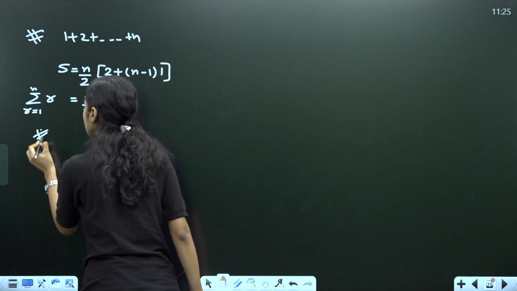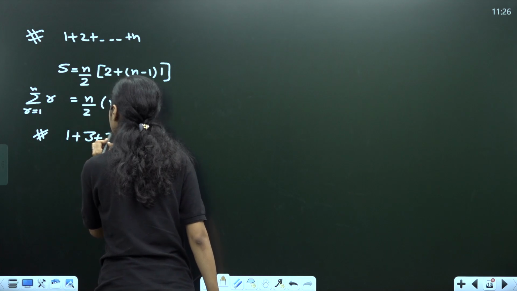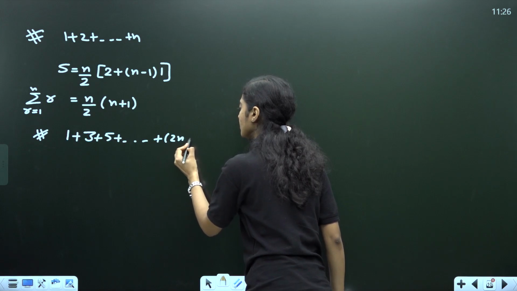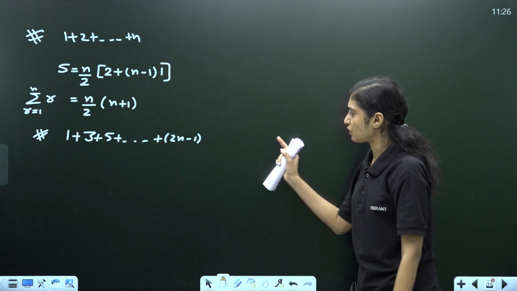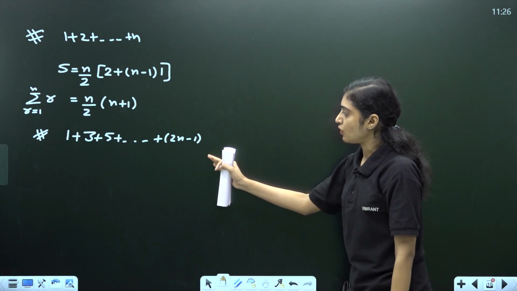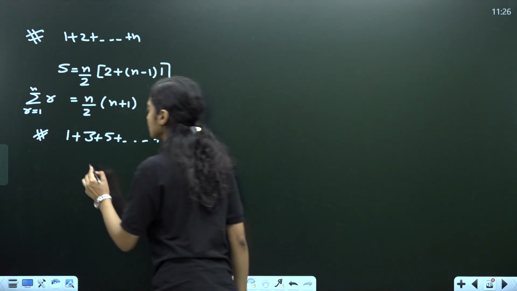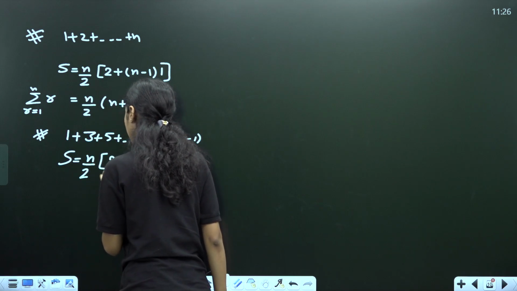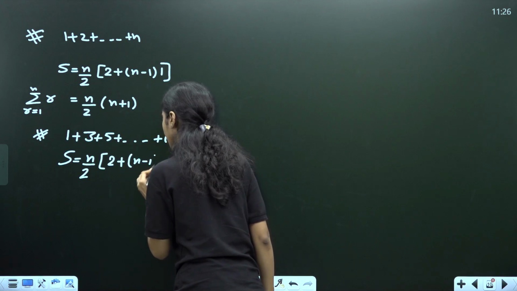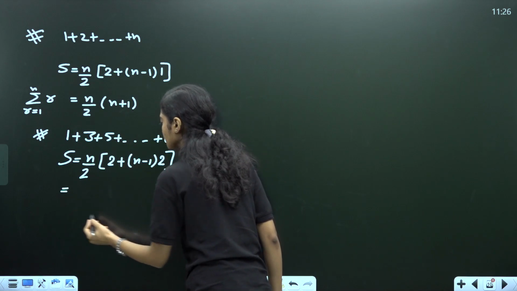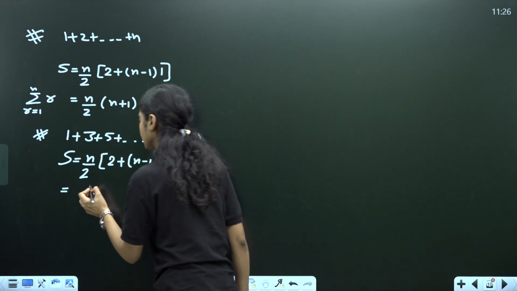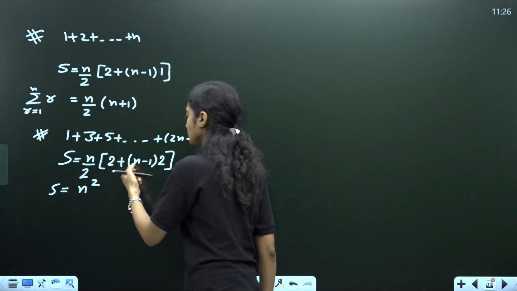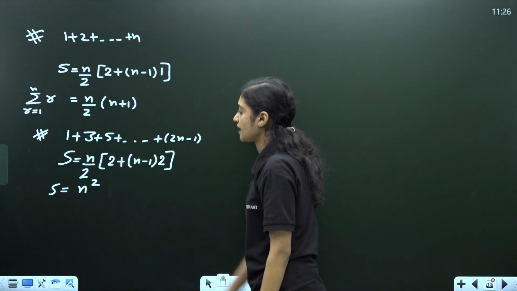Now the sum of odd terms, 1 plus 3 plus 5 up to the term 2n minus 1. If the total terms are 2n, then the odd terms will be n terms. So n by 2 times 2a, the first term is 1, n minus 1, and d is 2. On simplifying, plus 2 minus 2 cancel out, then this will become n square.